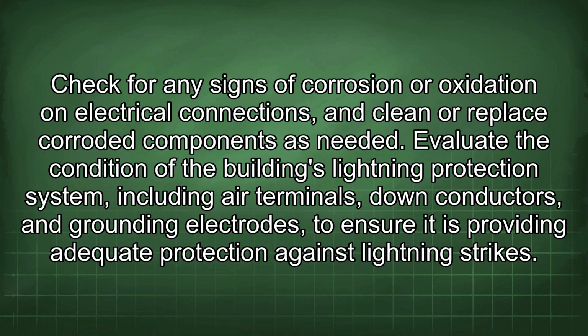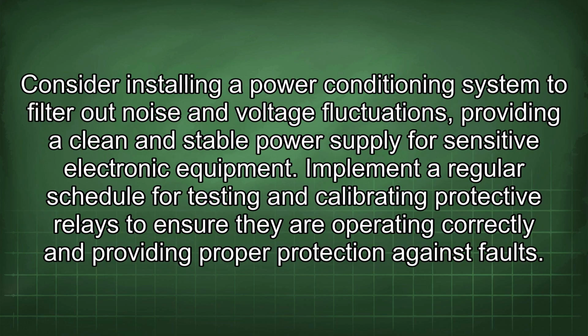Evaluate the condition of the building's lightning protection system, including air terminals, down conductors and grounding electrodes to ensure it is providing adequate protection against lightning strikes. Consider installing a power conditioning system to filter out noise and voltage fluctuations, providing a clean and stable power supply for sensitive electronic equipment. Implement a regular schedule for testing and calibrating protective relays to ensure they are operating correctly and providing proper protection against faults.